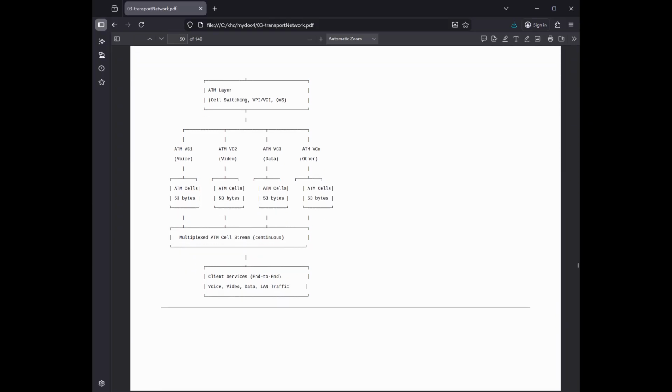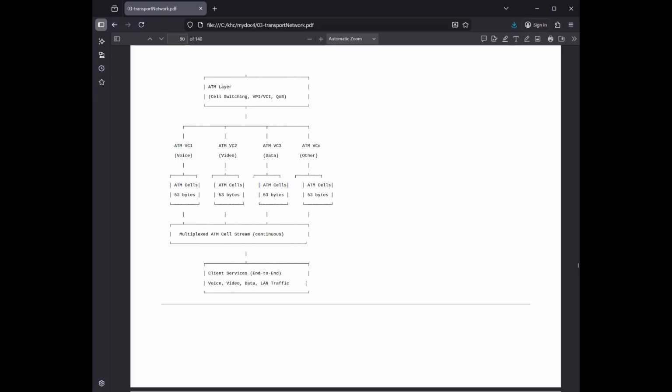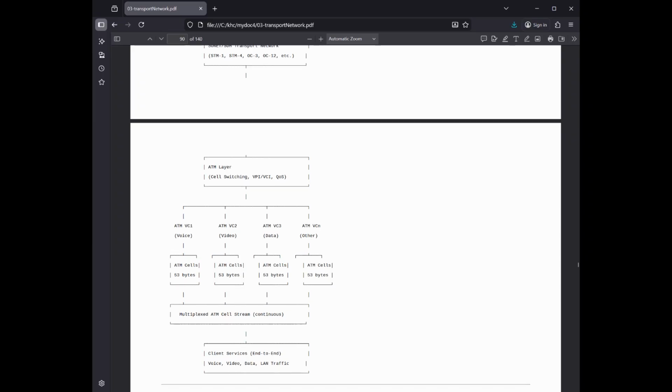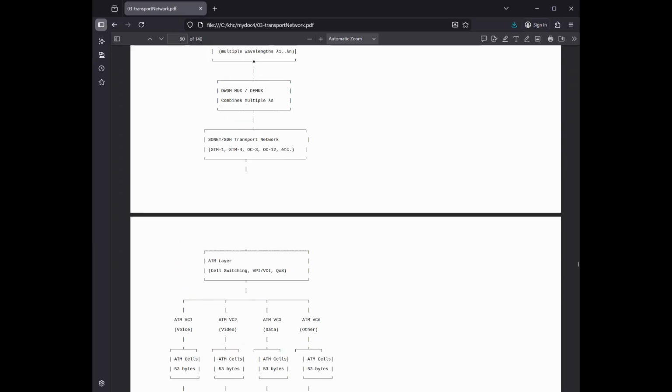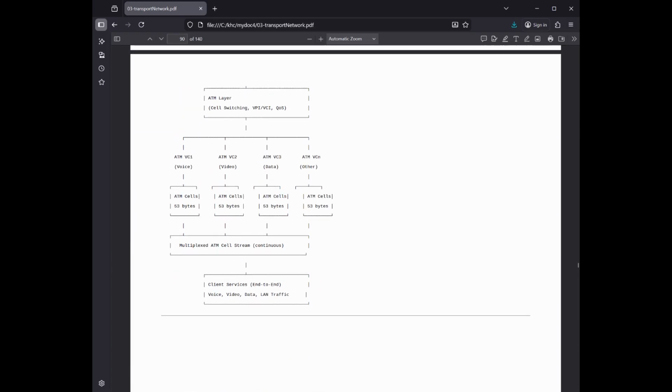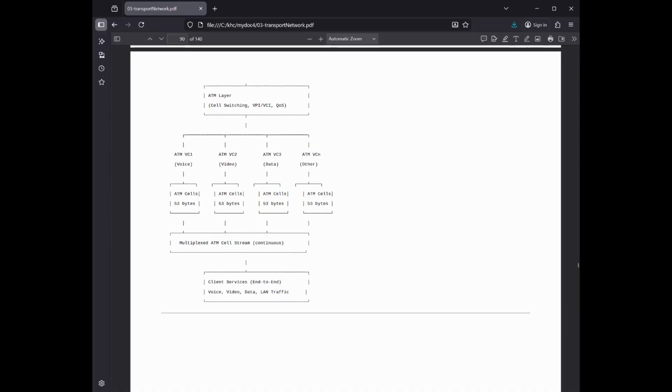Step A, the adaptation, AAL layer. Before entering the optical line, different services are converted into 53-byte cells. Voice/TDM is handled by AAL1, which ensures timing and constant flow. Video is handled by AAL2, allowing for variable bit rates. IP data is handled by AAL5, which packages large packets into cell sequences.